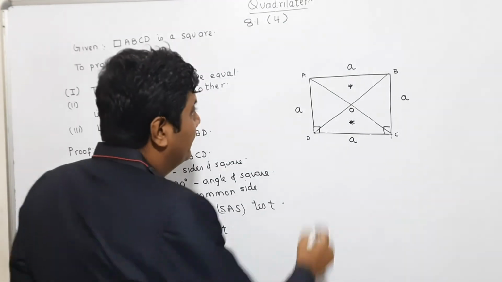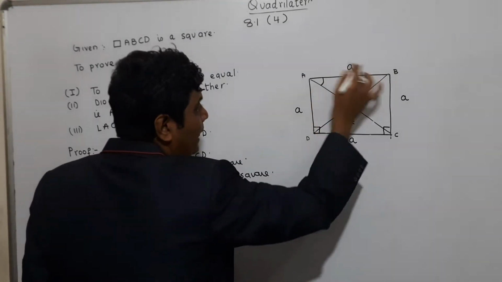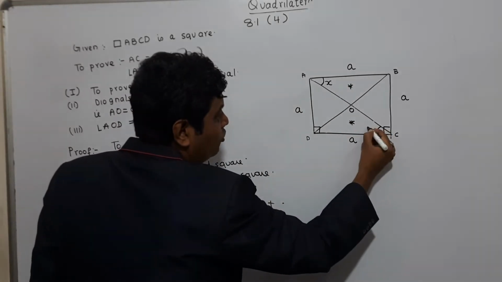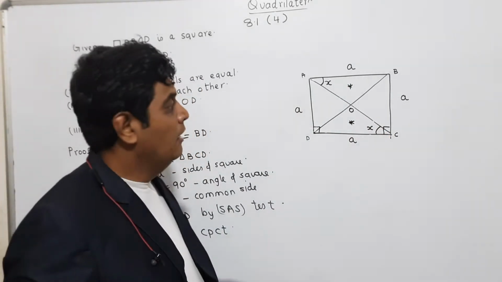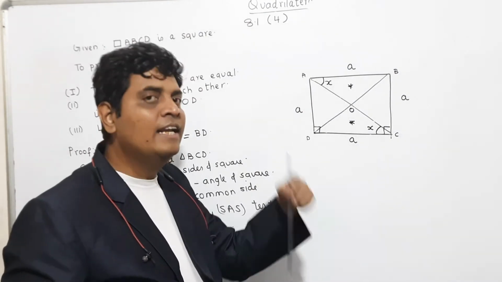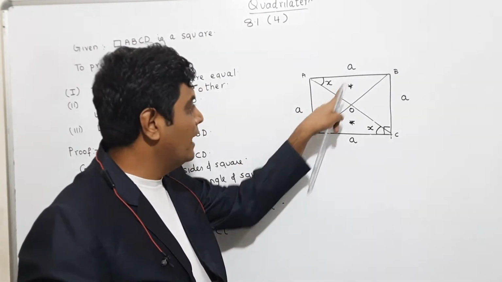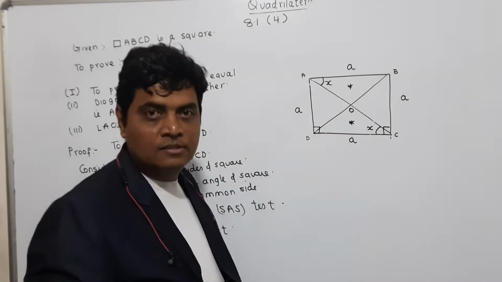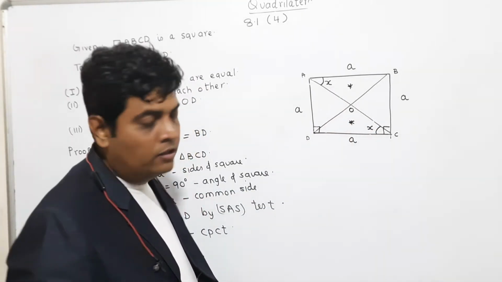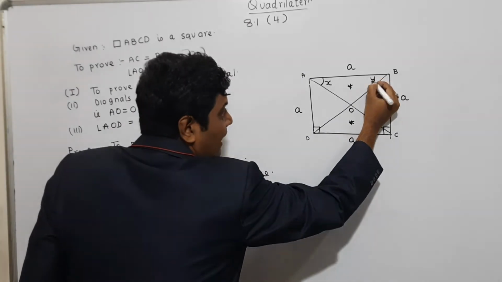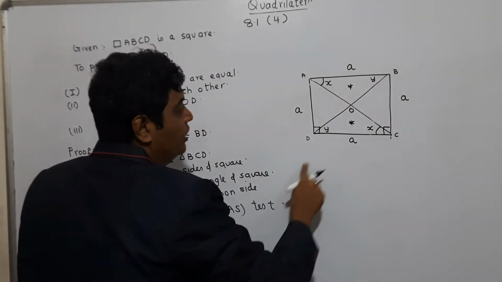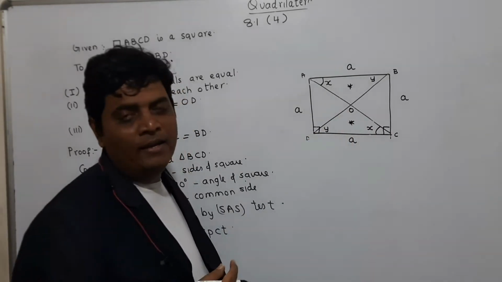How will I prove? Can I say angle BAO, if this is X, then can I say this angle is also equal to X? Why? If it is a square, then definitely it is a parallelogram. So these two lines are parallel and this is the transversal. So these are alternate angles. Correct? Again, can I say if this angle is Y, then this angle is Y. Angle ABO is equal to angle CDO is equal to Y.